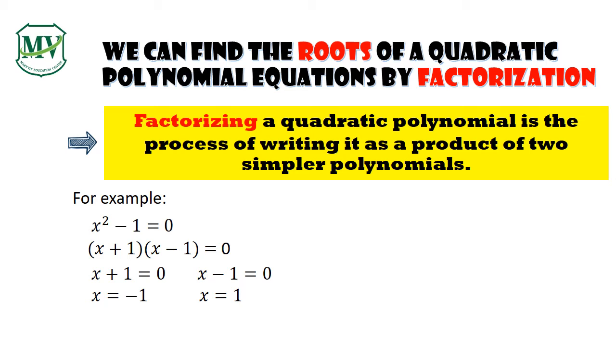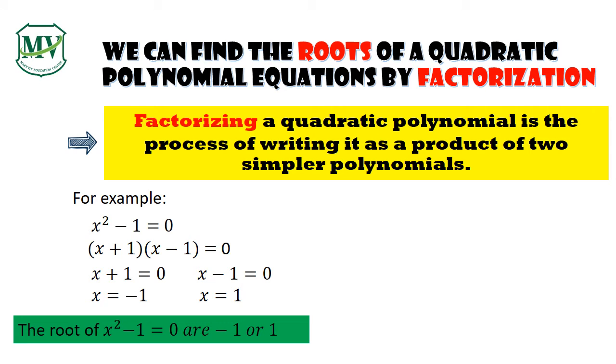Then x plus 1 is equal to 0 will become x is equal to negative 1 and x minus 1 is equal to 0 will become x is equal to 1. So the roots of x squared minus 1 is equal to 0 are negative 1 or 1. We also have here x squared plus 3x plus 2 is equal to 0.